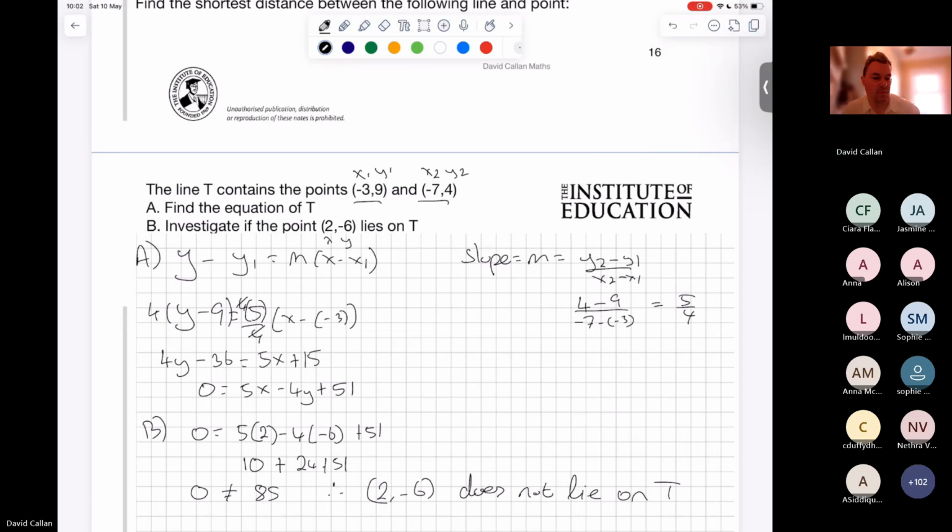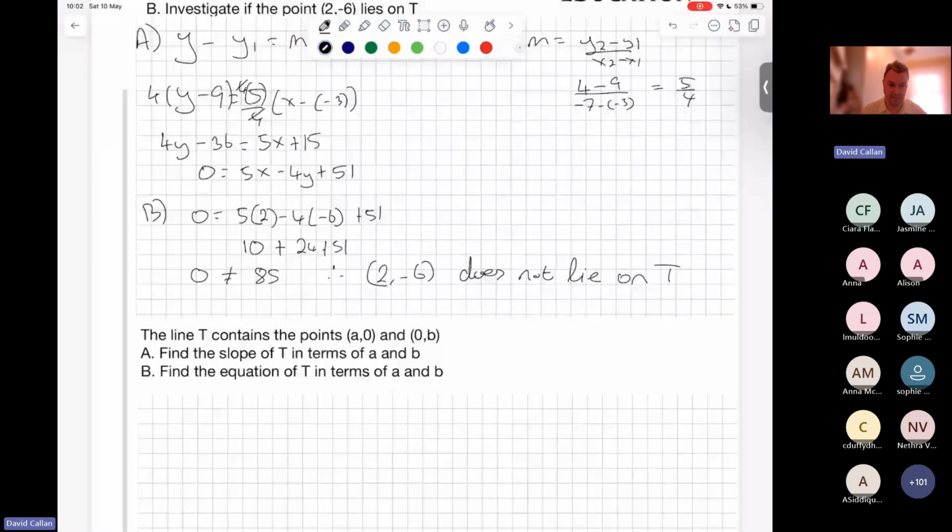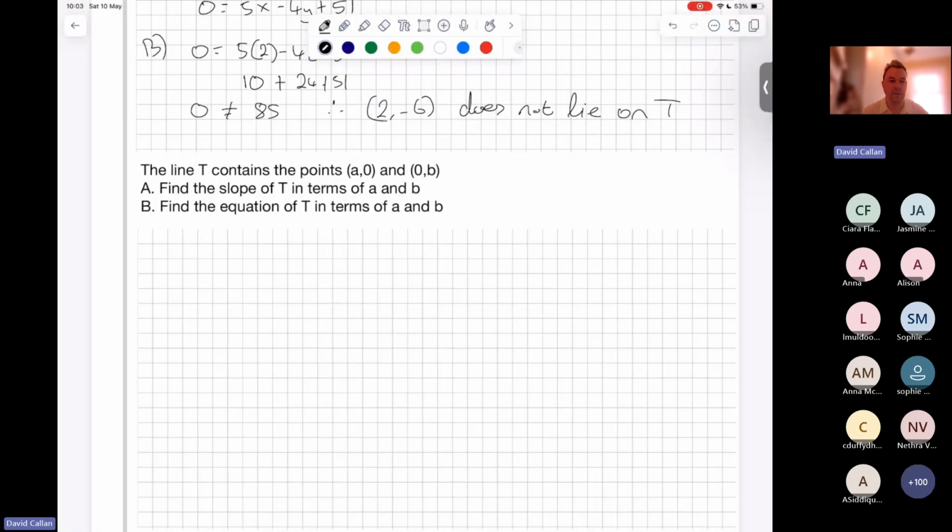There you go. Commonly asked, though, all the time, in all different sections, so worth your while knowing it, for sure. Okay, so what am I on about developing that? Or why would we develop it, or how would we develop it? Because the question underneath is almost the same question. It's actually a bit easier there. So we have the line t contains the point (a, 0) and (0, b). Great. Find the slope of t.